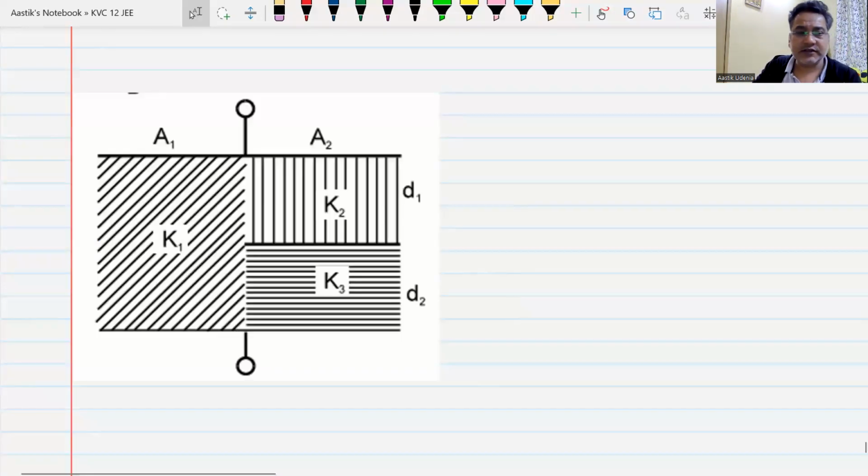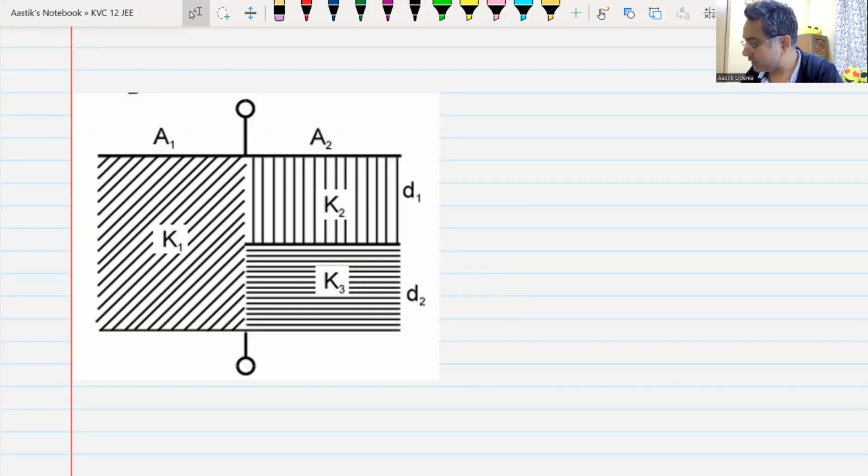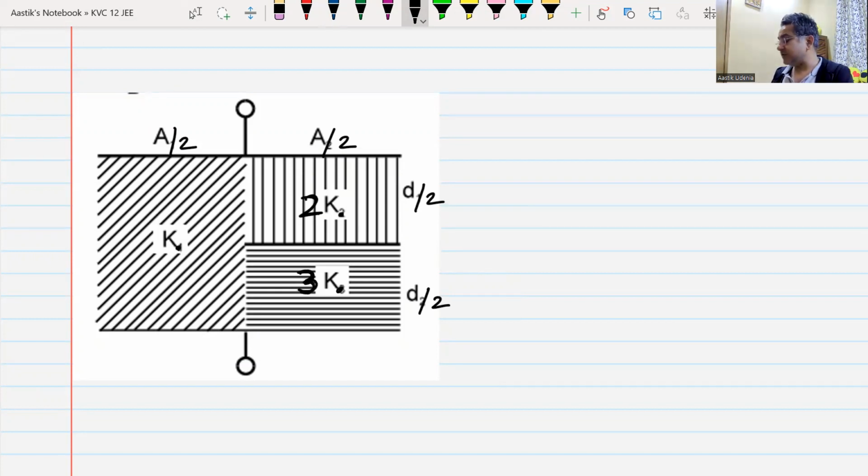Just to make things simple, I will call this area A1 as A by 2. Area A2 is also A by 2. This distance is D by 2. This distance is D by 2. Your K1 is K. This is your 2K. And this is your 3K. Do you understand the question now?